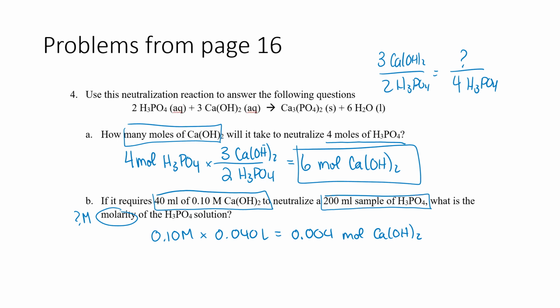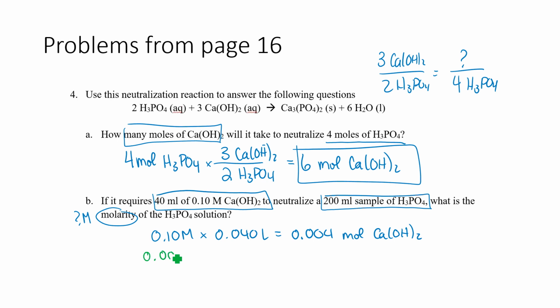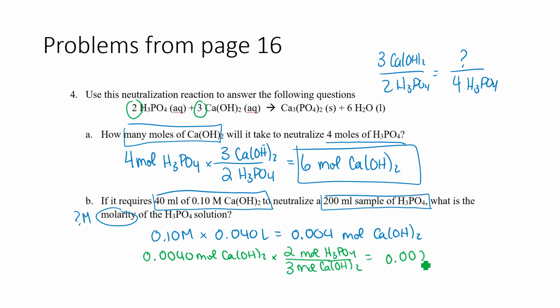And I'm trying to find molarity of H3PO4. So my next step is I want to do the mole ratio. So it's 0.004 moles of calcium hydroxide. And if we look at the balanced chemical equation, they react in a 3:2 ratio, meaning that for every 3 moles of calcium hydroxide that react, we're going to use up 2 moles of phosphoric acid. Okay, so that's times 2 divided by 3, and that's 0.0027 moles of H3PO4. So what we know so far is that 0.0027 moles of H3PO4 reacted.